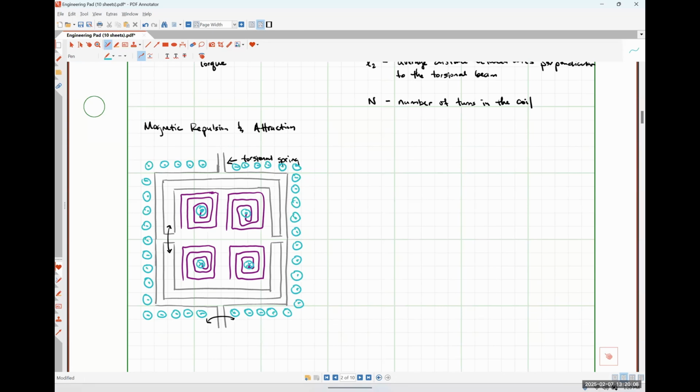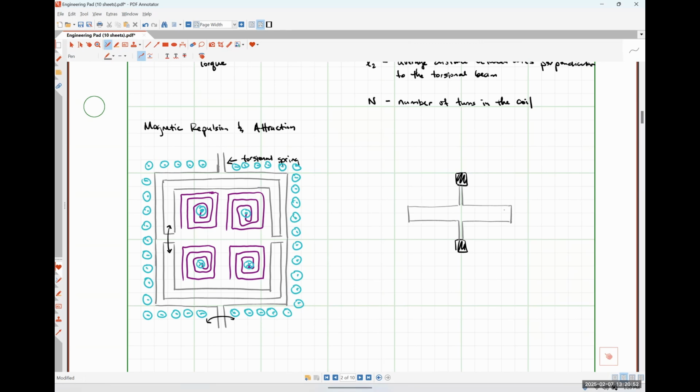Another one, and I'll just draw this one over here on the left-hand side pretty quickly, would be something like this. So I'm going to start with a simple anchor over here and an anchor over here. Once again, I'm going to have a torsional spring like so, and then I'm going to have effectively a big cantilever beam on both sides like this.